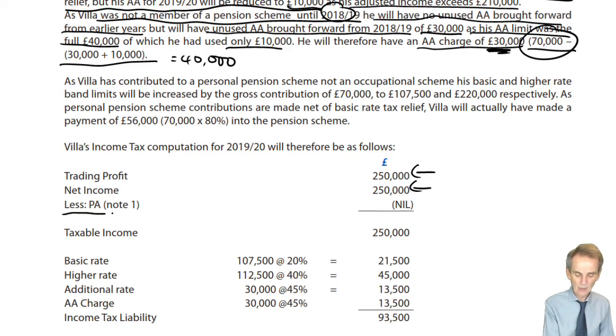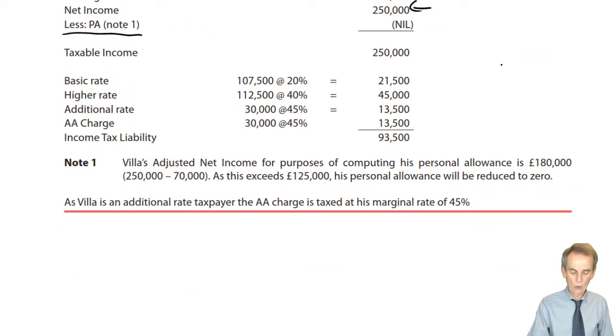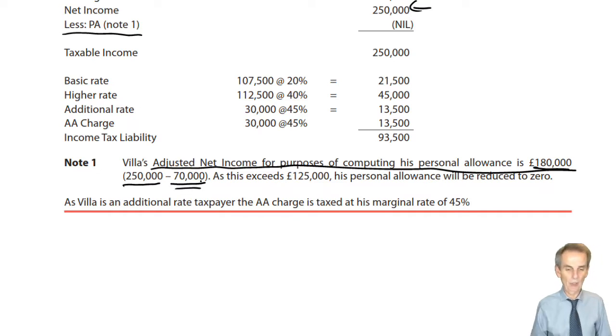So how do we know the personal allowance here? It very obviously is nil, but how do we confirm that? Note 1. Villa's adjusted net income for purposes of computing his personal allowance is £250,000 minus the gross personal pension contributions. Now again, please be careful.